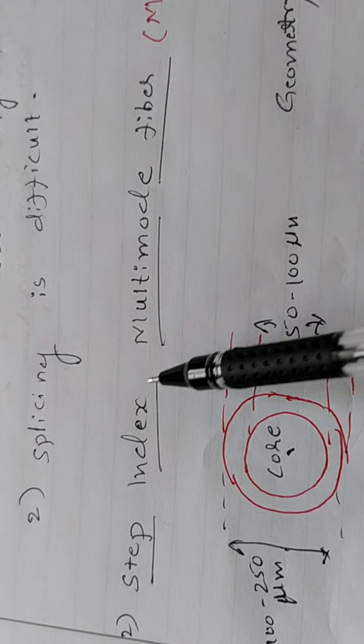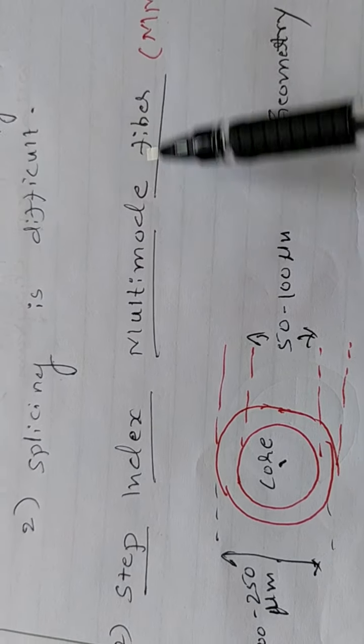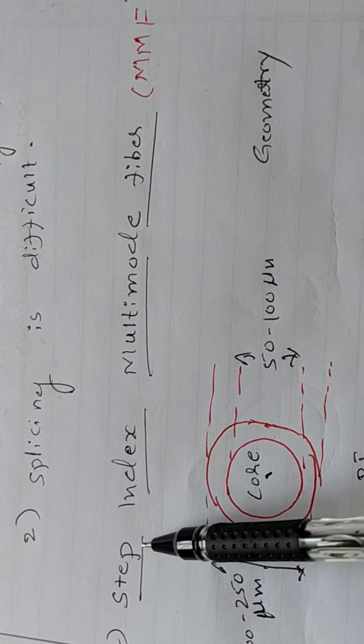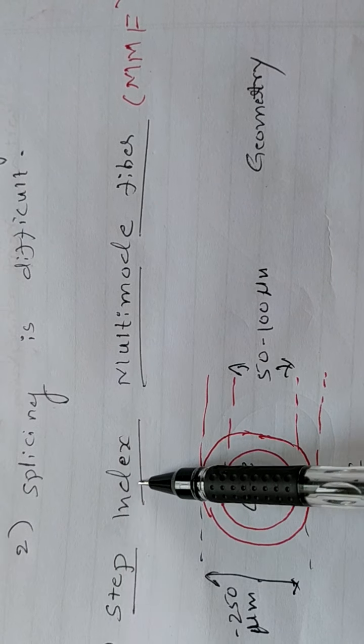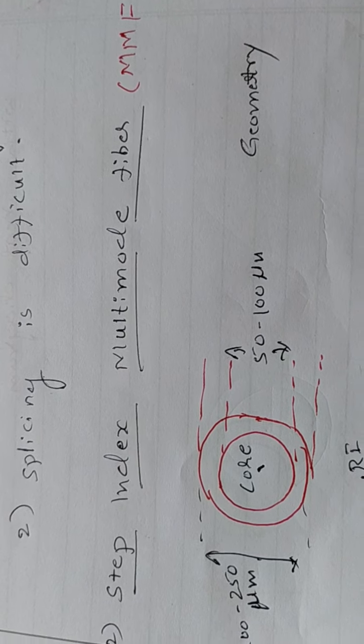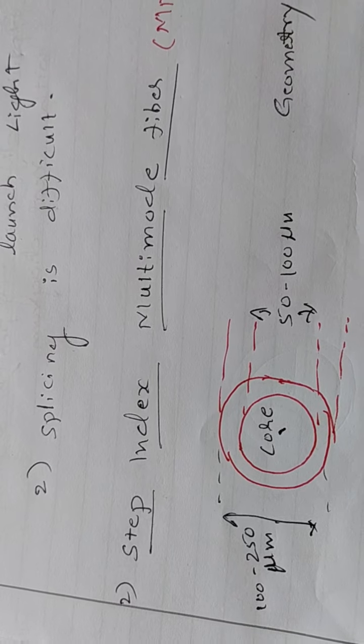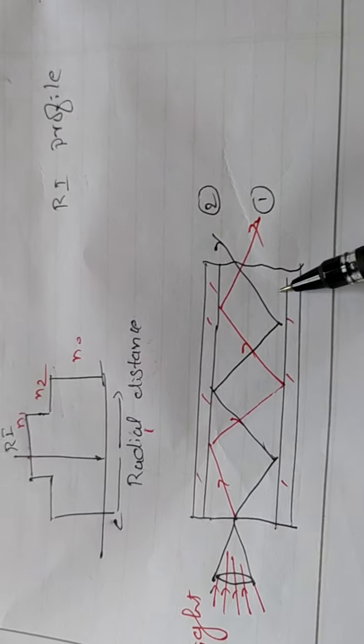Next is the step index multimode fiber. The name itself indicates a multimode fiber. It supports many modes for propagation. The refractive index profile takes the shape of a step. That is why it's called step index multimode fiber. So this is the geometry, refractive index profile, and ray propagation.